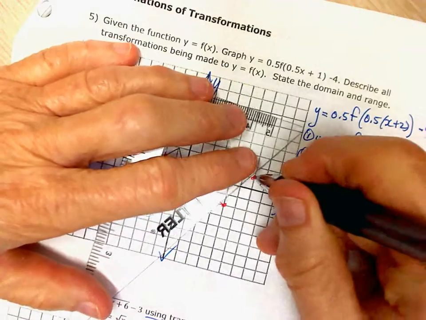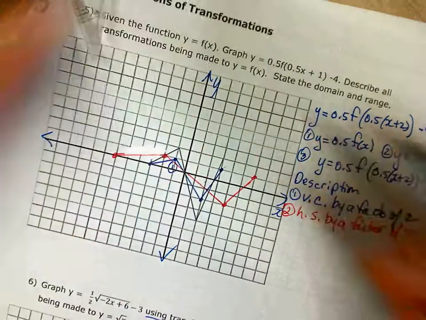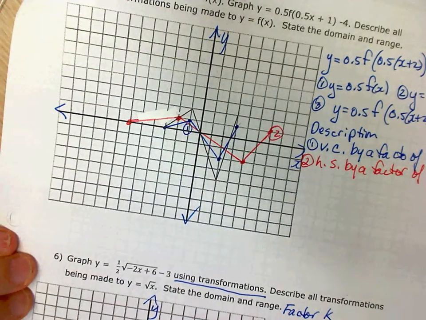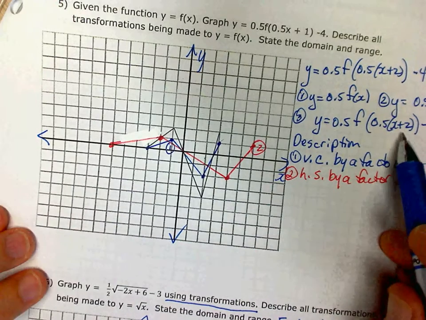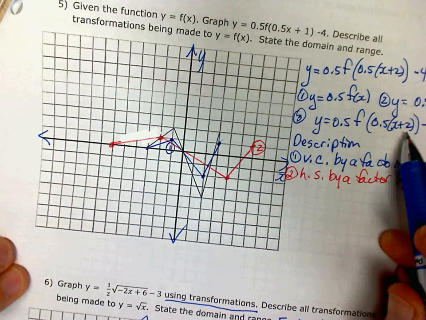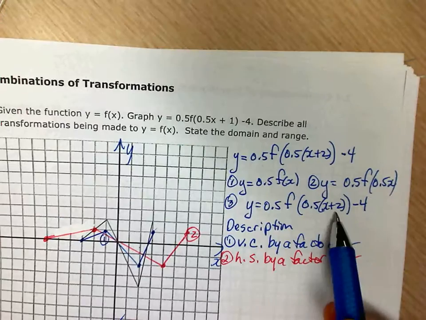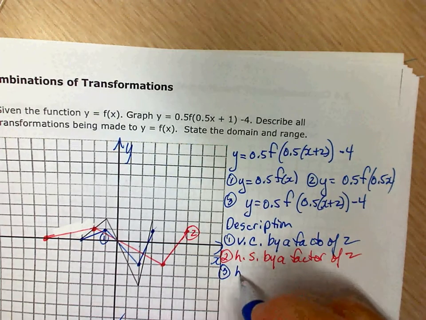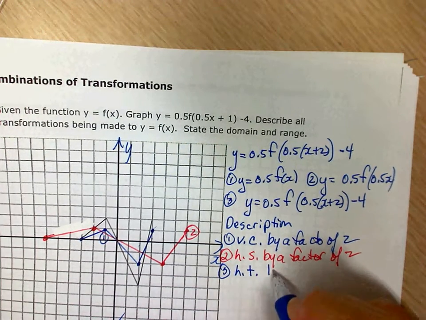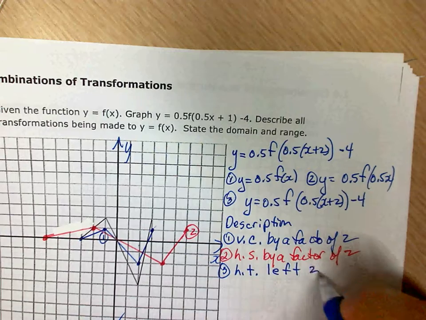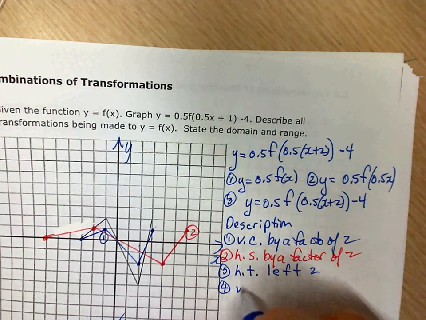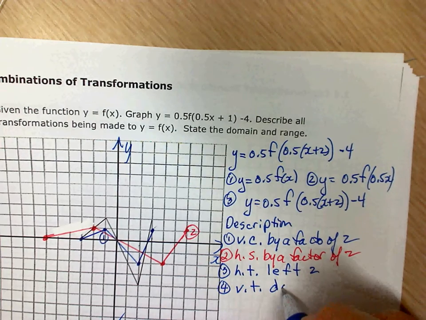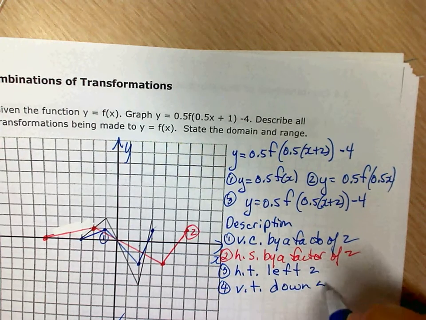So this is number 2. Now we can go left 2, down 4. Right? Left 2, down 4. So 3, horizontal translation left 2. 4, vertical translation down 4. Okay? We're going to do that in one step.